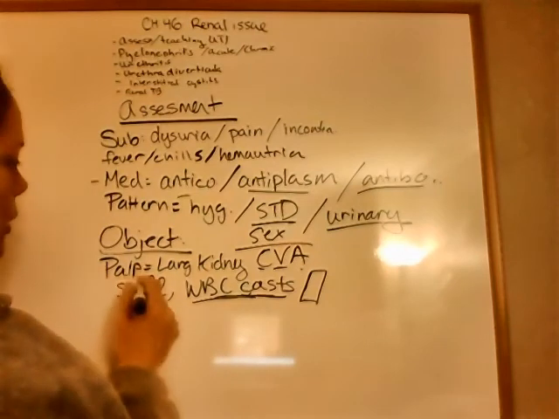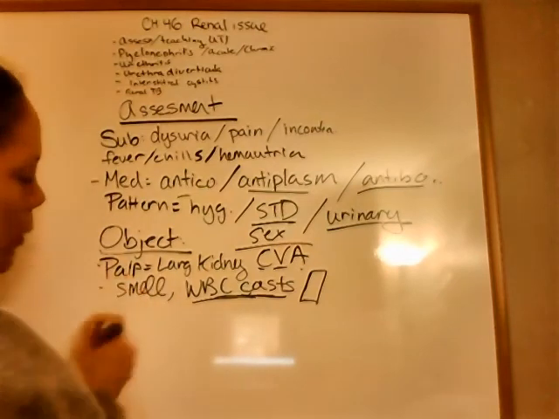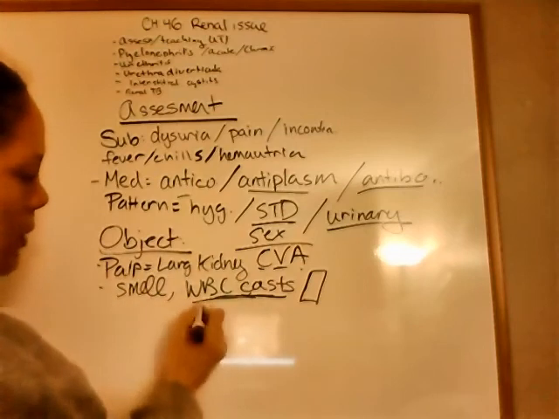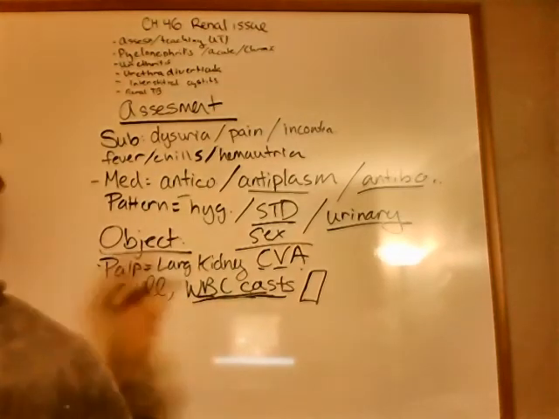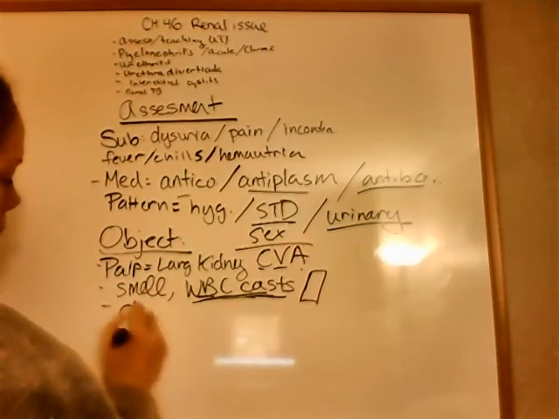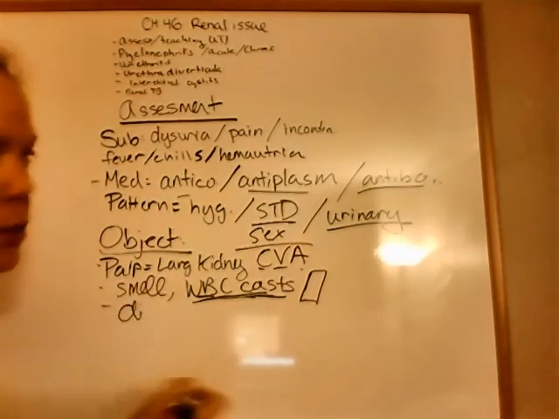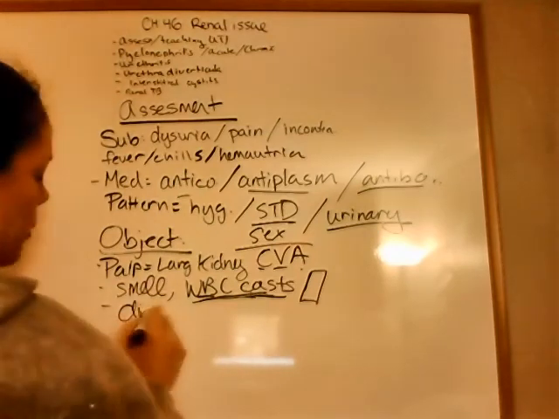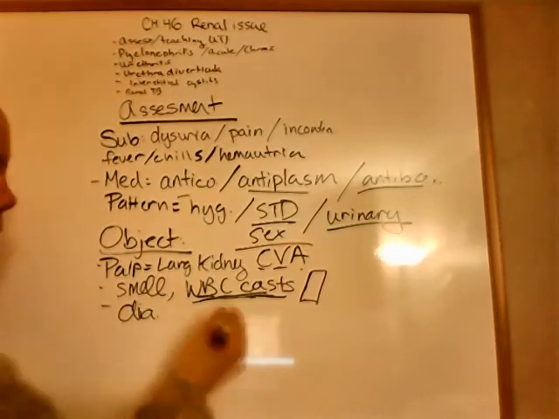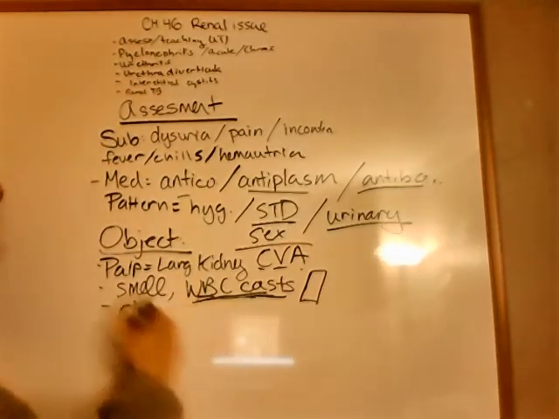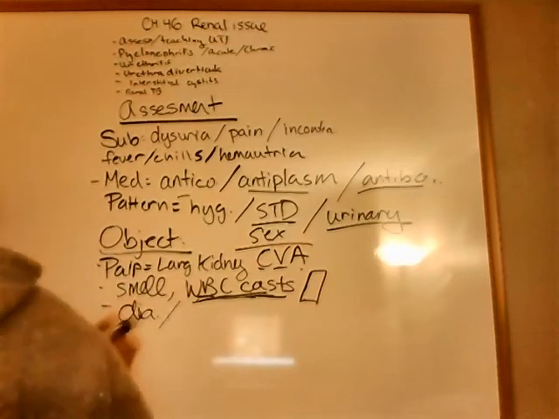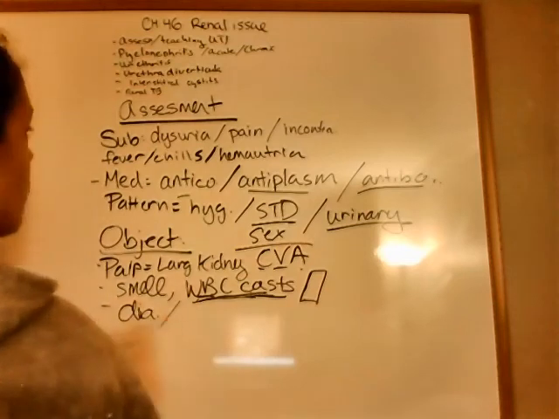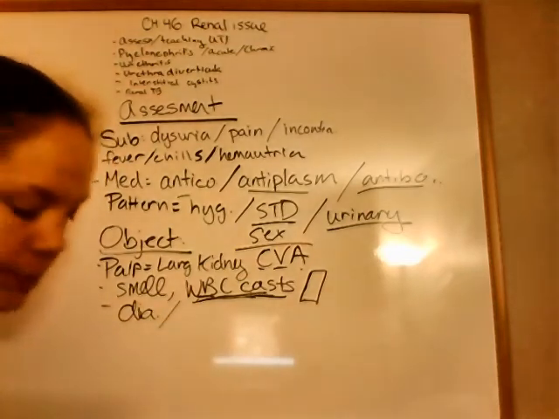There's a lot of other ones, but I wanted to mention this white blood cell cast. And of course, you're going to get your diagnostics done. So you're going to take it to a UA and identify whether or not you might have white blood cell cast or bacteria or blood in the urine, things like that. Okay, so that's the assessment part.